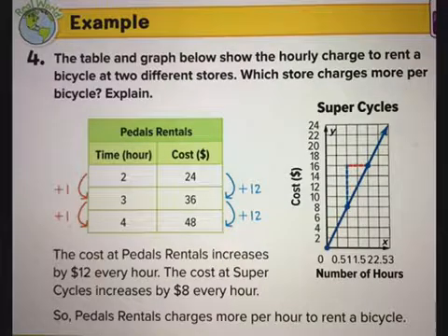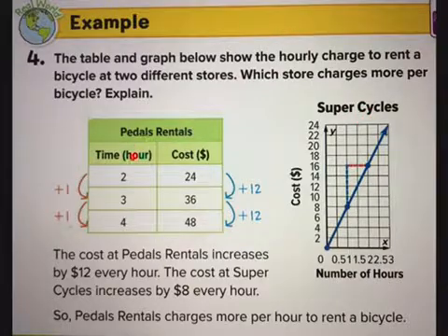For example 4, we're going to compare the data from two separate stores. Two separate data, and they've both been presented to us differently. One has been presented on a table and the other one on a graph. Let's read. The table and graph below show the hourly charge to rent a bicycle at two different stores. Which store charges more per bicycle? Explain. So we have pedal rentals, this is a store, and we have super cycles, another store.